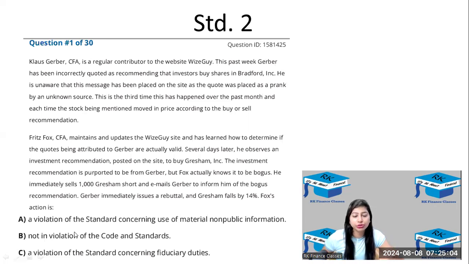But to get the advantage, he has traded on that information, which is a violation of the standard concerning material non-public information. Not in violation is ruled out, and a violation of the standard concerning fiduciary duties is irrelevant here. Nothing is given about fiduciary duties in the question. So the correct answer is A. Now this question was a little tricky in understanding what exactly the case study is. But yes, the answer for this question is A.